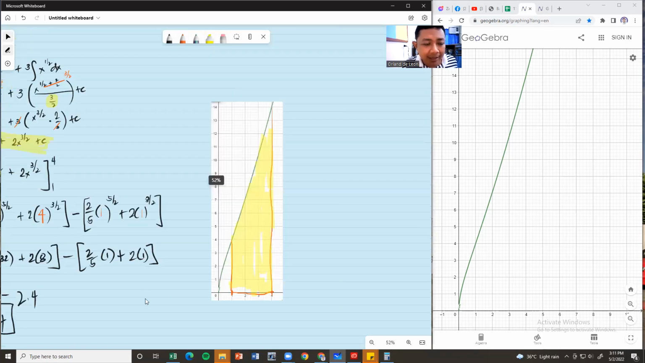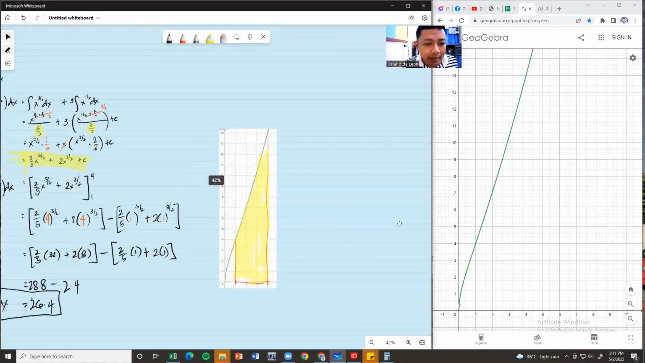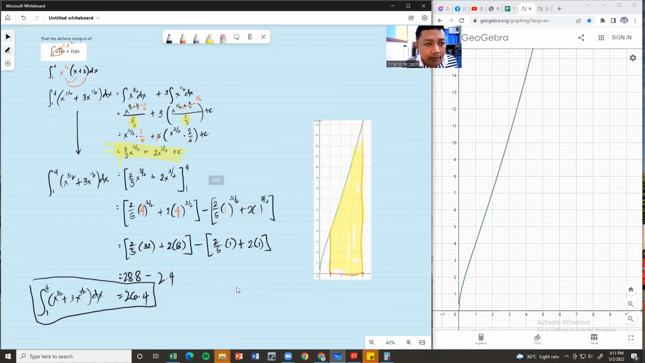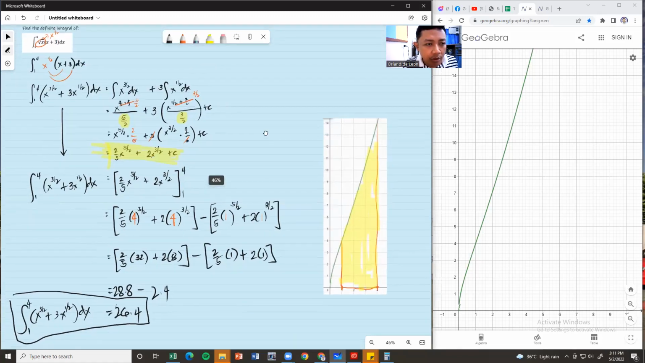Okay. So now at least you understand how the definite integral is solved. Again, first, you need to get the integral of the given function. And then from the integral, you solve by following the formula. And then don't forget to find the graph just for you to be clarified about this one.